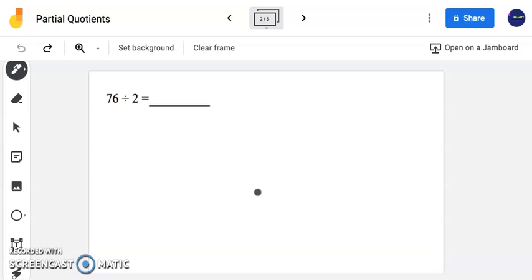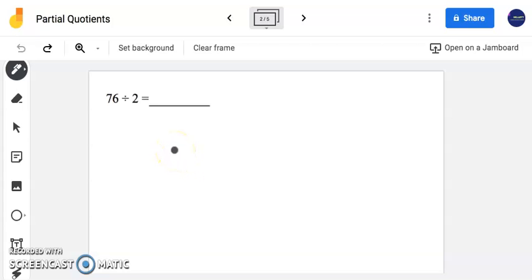76 is known as my dividend. That is the whole total amount that I have. So in this problem, let's refer to 76 as, let's say, cookies. That's telling me that I have 76 cookies. Now, dividing by 2. 2 is known as my divisor. That is telling me I want to determine how many groups of 2 I can create with the 76 cookies.